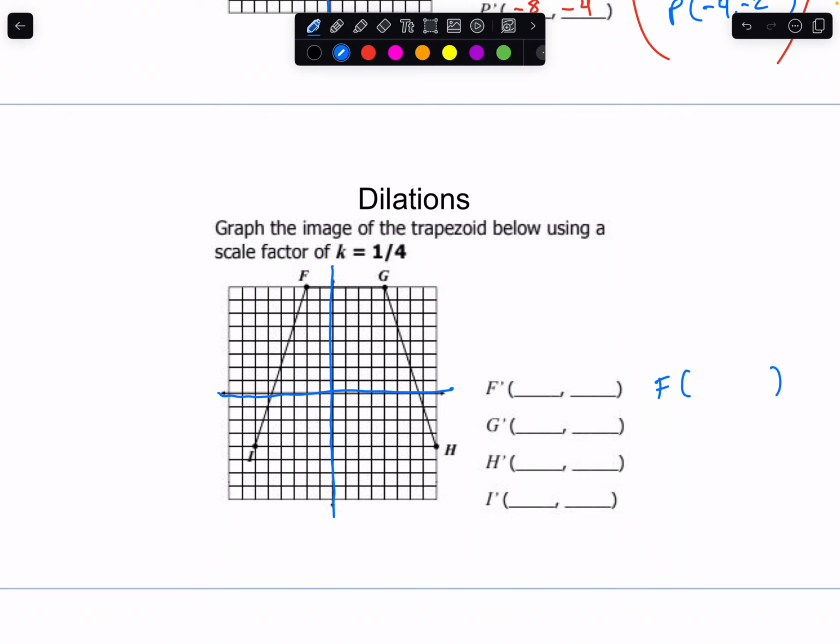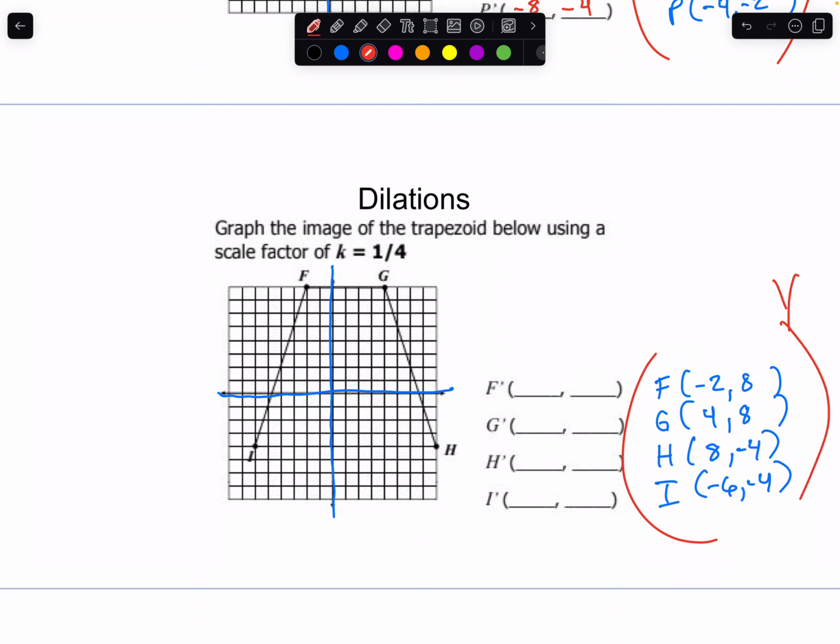So let's try it. The location of F is -2, 8. The location of G is 4, 8. The location of H is 8, -4. The location of I is -6, -4. All we're really doing here is multiplying every number times 1/4. If you're not so good with fractions, feel free to grab a calculator. You can also do these by hand, right?